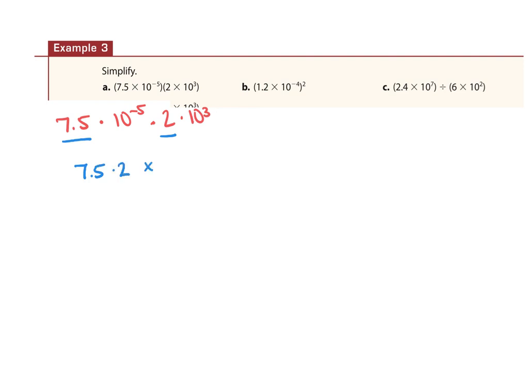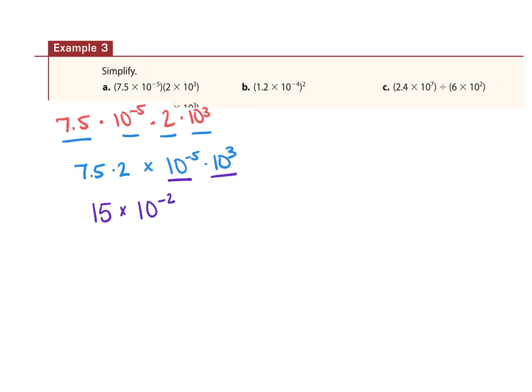And then I can multiply the 10s. 10 to the negative 5th times 10 to the 3rd, right? What is 7.5 times 2? So I have 15. These are like bases. So what do I do with the exponents? I add them. What's negative 5 plus 3?